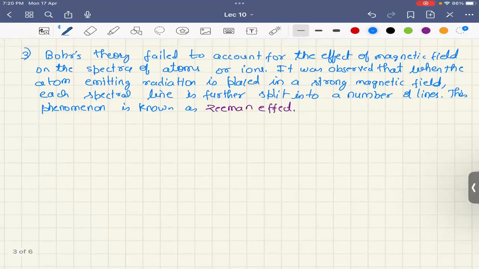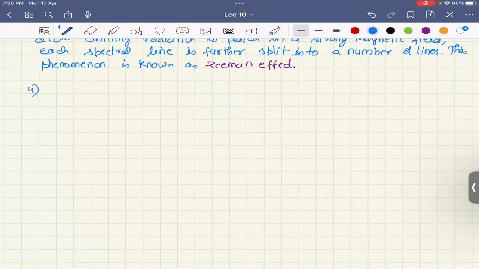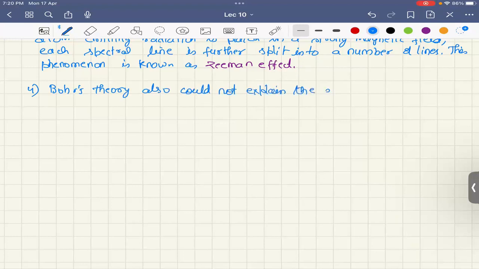The fourth drawback was that Bohr's theory also could not explain the effect of electric field. Right, similar to the magnetic field, it could not explain the effect of electric field on the spectra of hydrogen atom. Right, and this effect is called the Stark effect. Bohr's theory also could not explain the effect of electric field, known as the Stark effect, on the spectra of atoms.